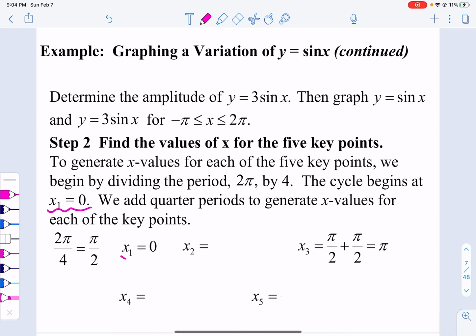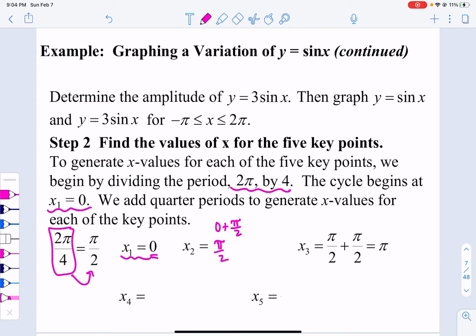So that means our x1 value is going to be 0. It says we add quarter periods to generate x values for each of the key points. So we take our 2 pi and divide by 4. 2 pi divided by 4 means that we are going to have increments of pi over 2. I'm going to start with my 0, and I'm going to add a pi over 2 to figure out what my x2 value is. So 0 plus pi over 2 is going to give us pi over 2.